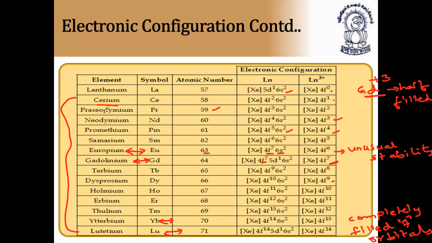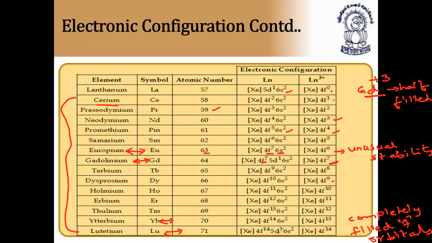Next continuation. So these are the elements. In total, 5 elements are important: europium, gadolinium, ytterbium, lutetium, due to half filled and completely filled f orbitals in their ground state configuration as well as in plus 3 state configuration. In the ground state configuration, 4f7 6s2, there is a half filled f orbital and a completely filled s orbital. And here lutetium also has a completely filled f orbital and a completely filled s orbital.